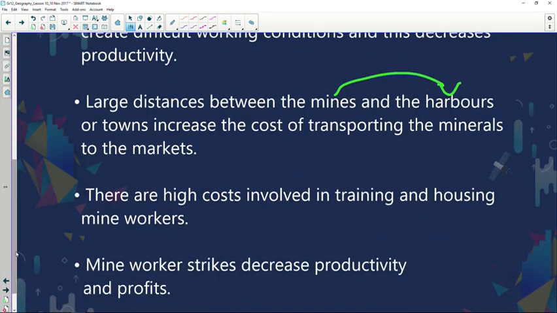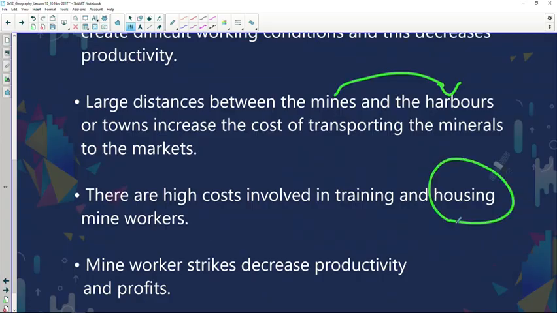Now there's high cost involved in training and housing mine workers. Keep in mind, if you look at mining areas, many are rural areas, so there's no electricity, there's no running water. So to get the people to settle there, huge cost goes into it. To build houses, to get them clean drinking water, running water, electricity. And obviously training is involved, because you need to keep in mind it's quite dangerous to work on the mines. Many accidents can happen, and you need the right training and qualifications, and it's expensive to train these people.